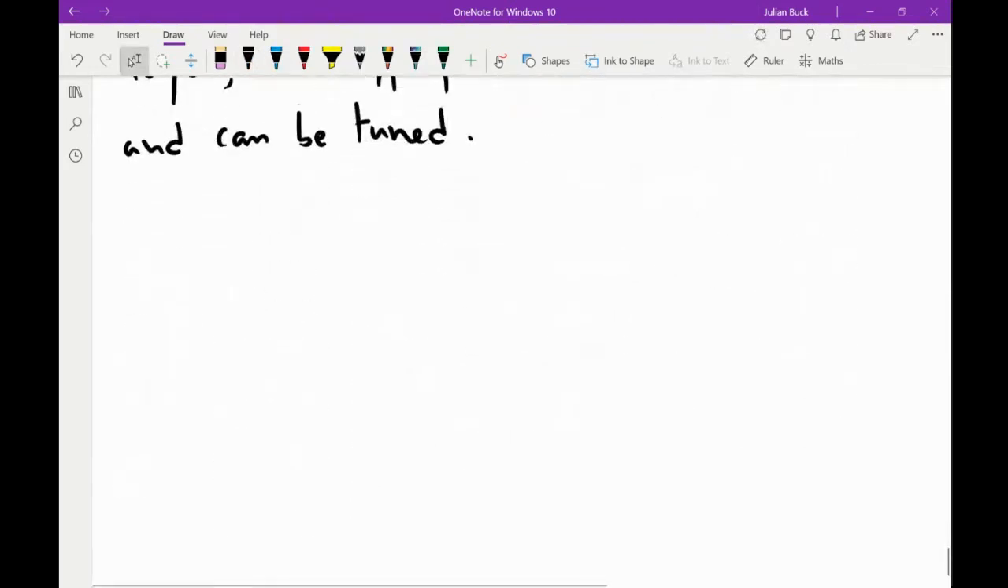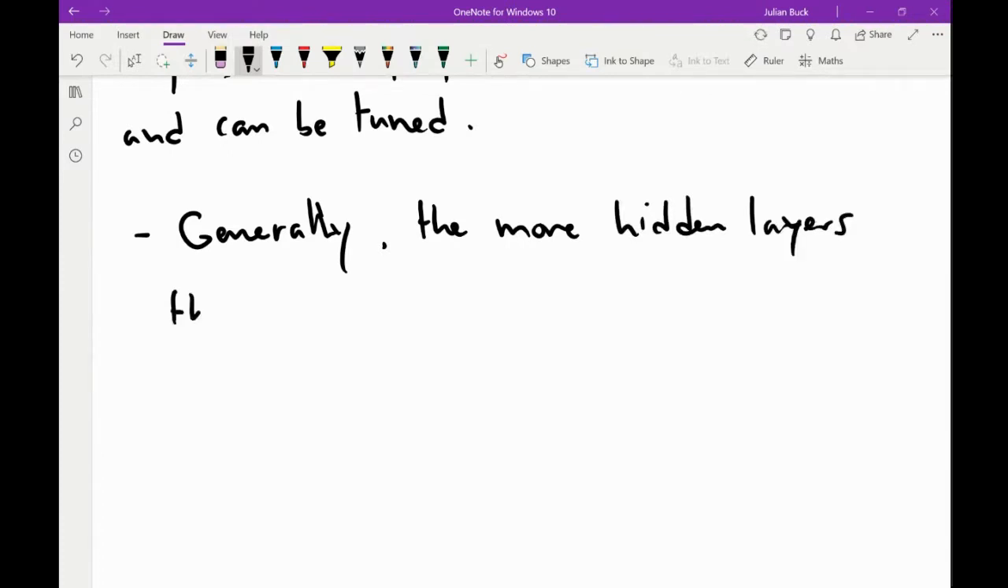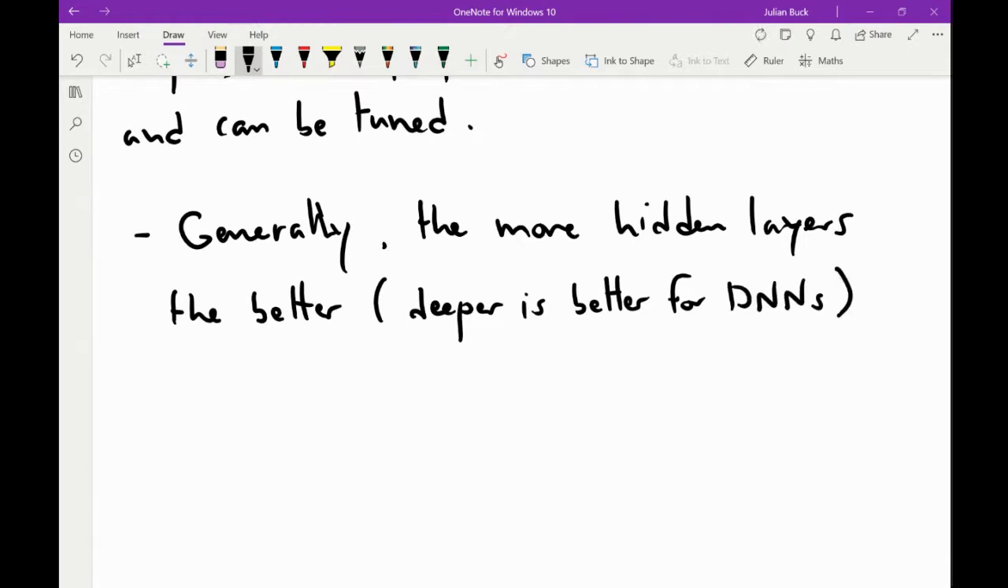But what are some general observations we can make? Okay, so generally, more hidden layers, the better. So perhaps not too surprisingly, deeper is better for deep neural networks. More hidden layers gives essentially more opportunity to learn, more ability for the network to create new transformations of the features and new representations.